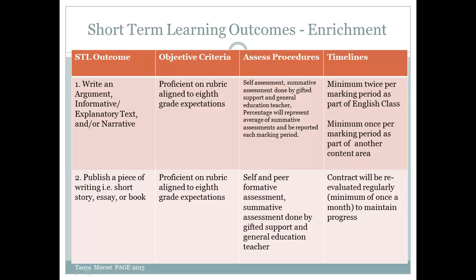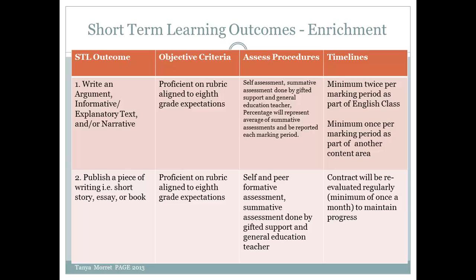Let's look at the short-term learning outcome. First part, informative, explanatory, narrative. Now I could have broken this down into 3 short-term learning outcomes. I could have made 1 argument, 1 informative explanatory text, and 1 narrative. I just decided to combine them. The criteria is that he will be proficient on a rubric. Now, not any rubric, not one that the teacher creates, but a rubric that is specifically aligned to 8th grade expectations. If you want to see what that rubric looks like, you can go to the PDE SAS website.